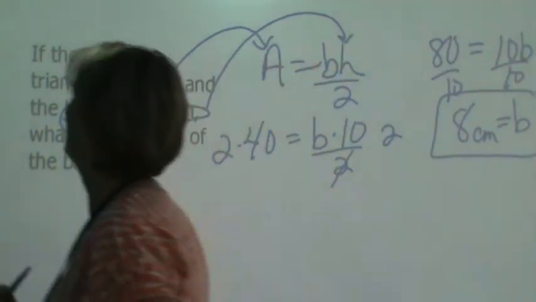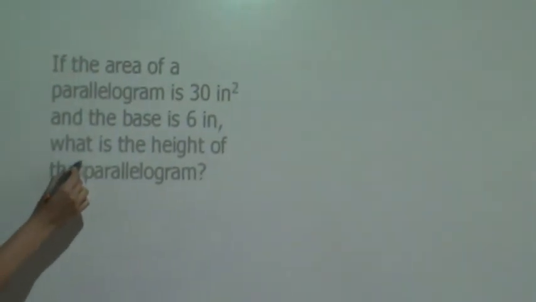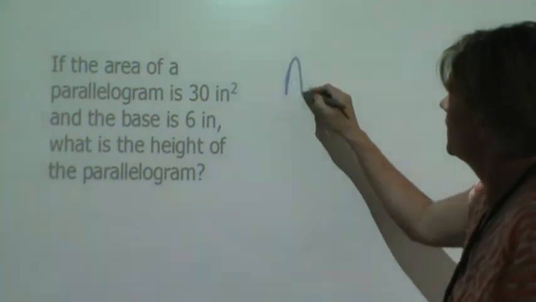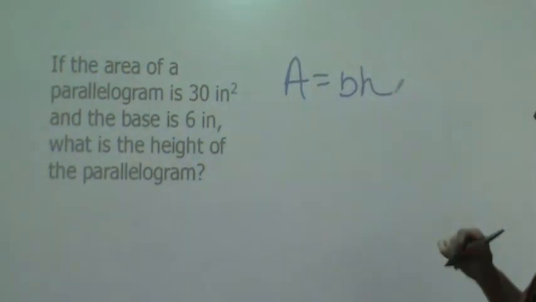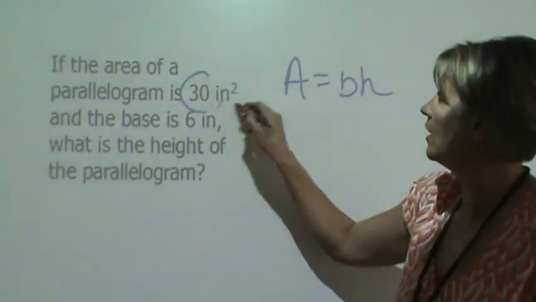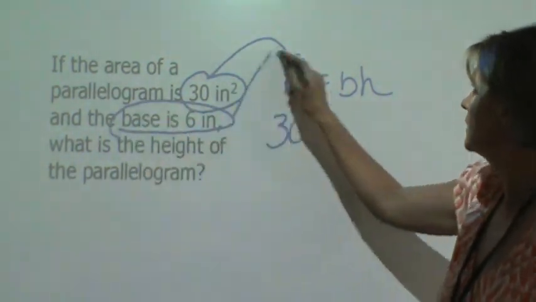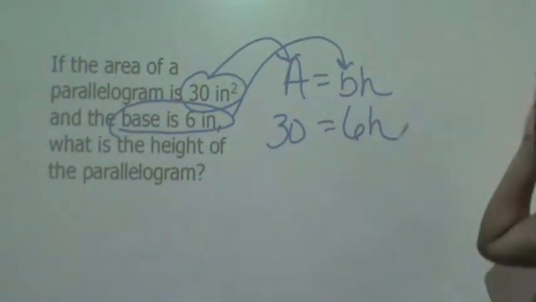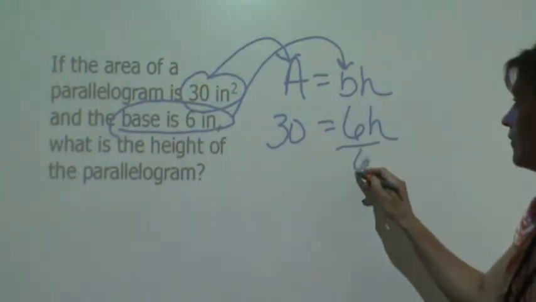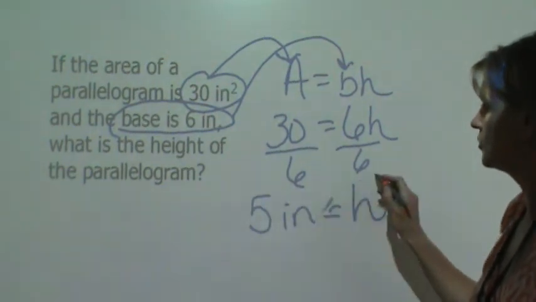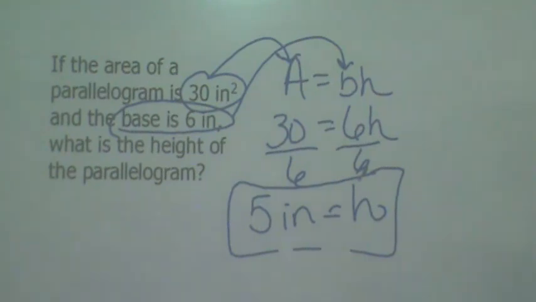Okay? And one more. All right, here we have a parallelogram. All right, it says the area of a parallelogram is 30 inches squared. The base is 6 inches. What's the height? So we need our formula for a parallelogram. We know the area is 30. We know the base is 6. And we want to know the height. So just solve it for h, divide by 6, and h is going to equal 5 inches. Okay, and we're done.